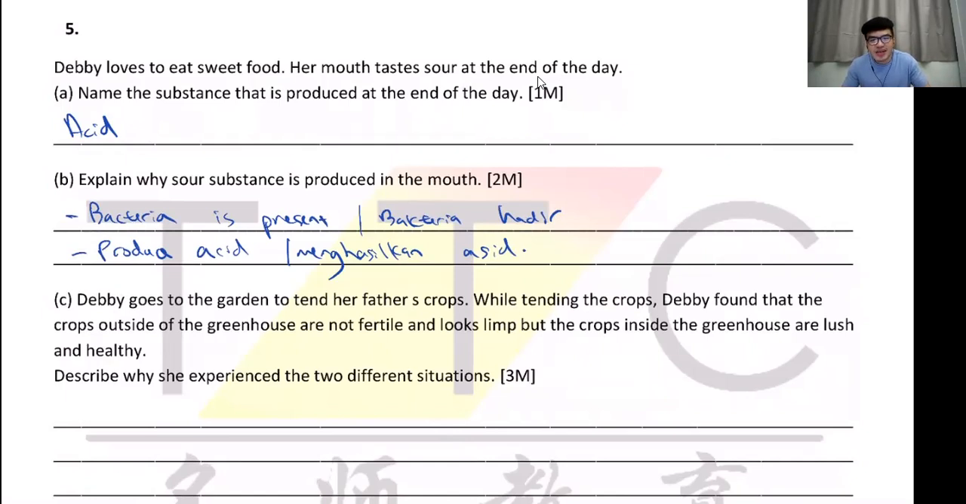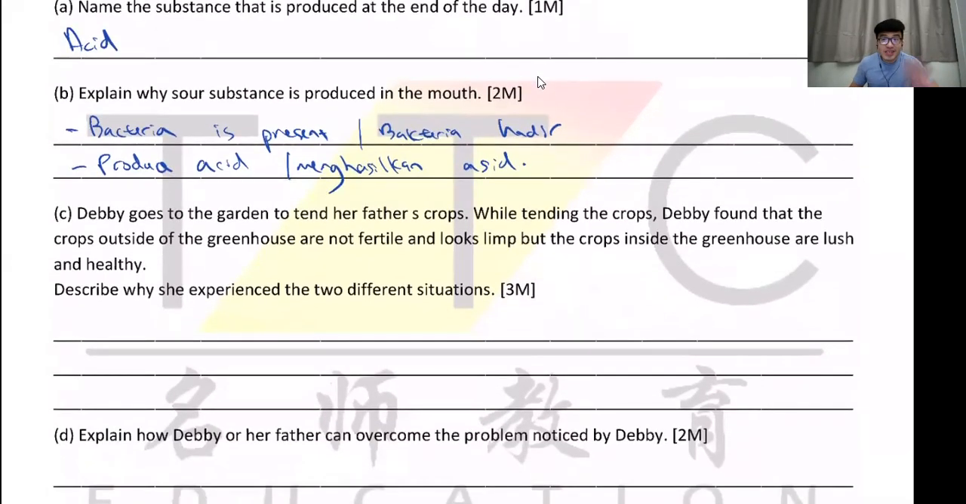Amylase is in saliva. Amylase, that one is an enzyme. That one has nothing to do with acid. The one is enzyme.